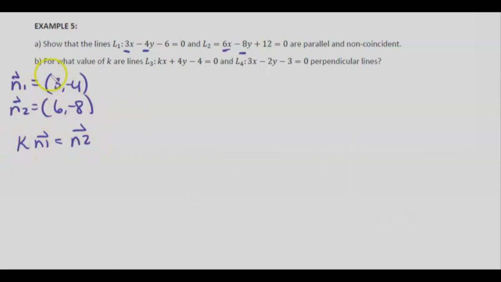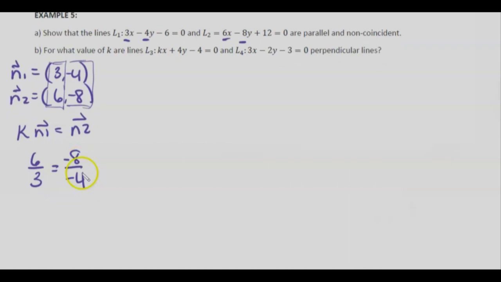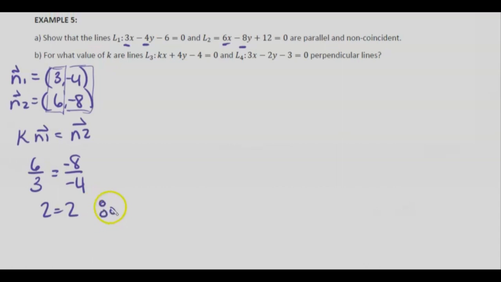So what I'm going to do is stack the x components and then the y components, and see if they have the same ratio. So let's do 6/3, and that should have the same ratio as -8 over -4. In other words, we have 2 equals 2. So we can conclude that this is at least parallel. That's the parallel symbol.